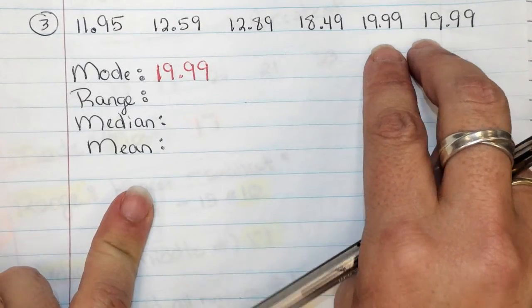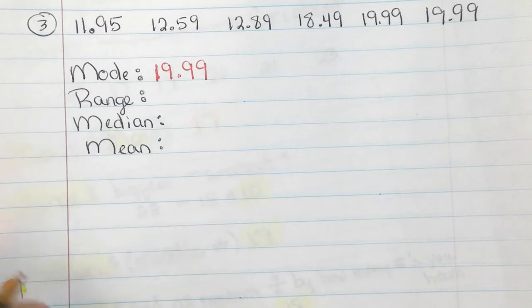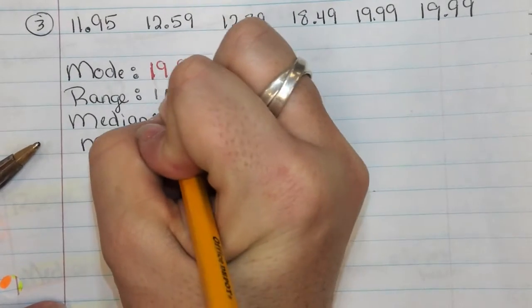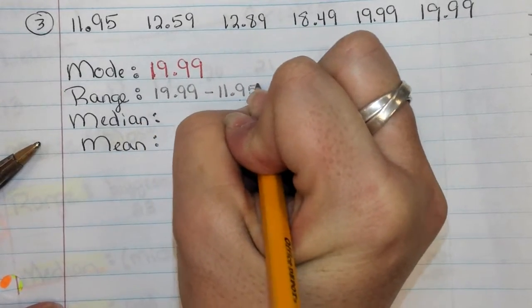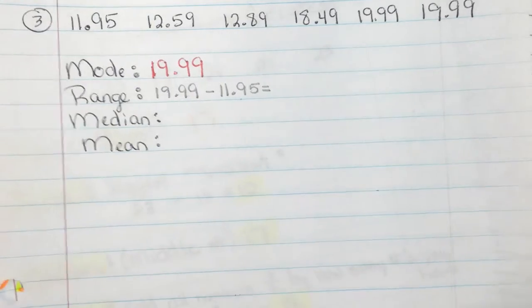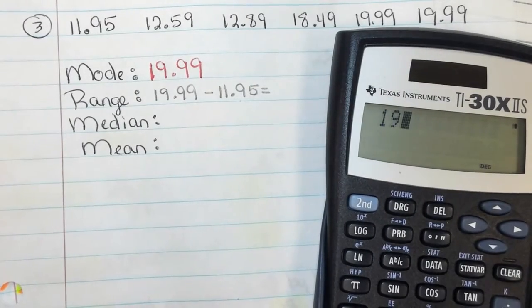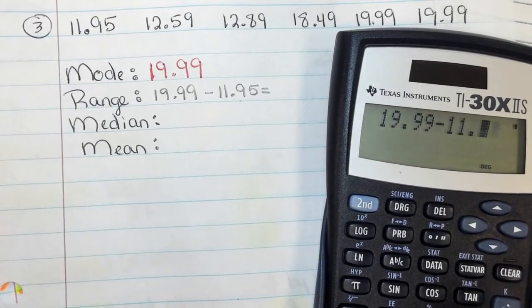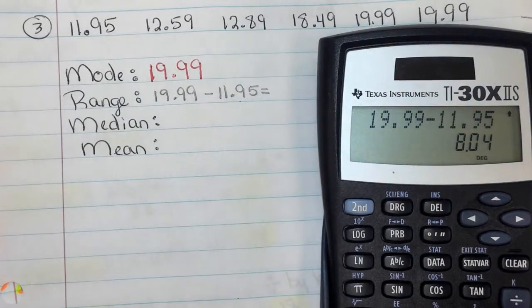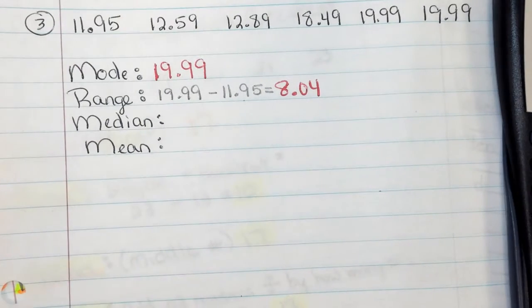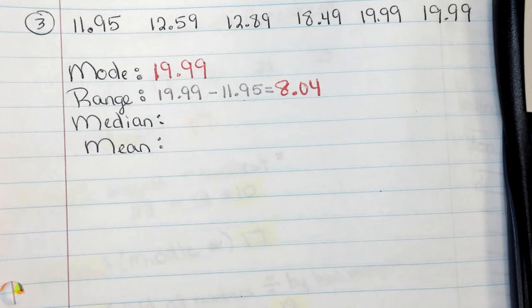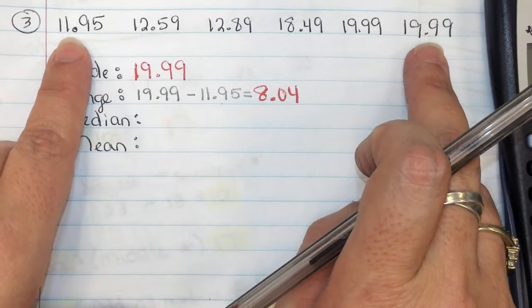Okay, range. I'm going to do the math of highest minus lowest. So it's 19.99 minus 11.95, which equals, and I love a good calculator, I got 8.04. Does that make sense? And if you can't get these calculator numbers, talk to me. Please talk to me.